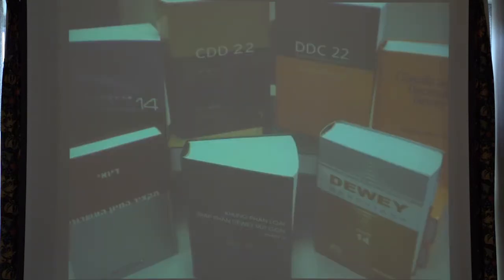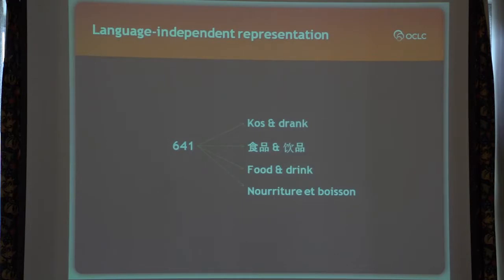So over the life of Dewey, it's been translated into over 30 languages. So there's a rich data store, but it's only been recently that we've been able to use this data effectively because we're using the same encoding, and I'll get to that in a few minutes. I thought it might be interesting for you to know, though, what do we mean by a translation? So it's a language-independent representation. So this is food and drink in Afrikaans, Chinese, English, and French. 641 means the concept food and drink, no matter how you translate that.